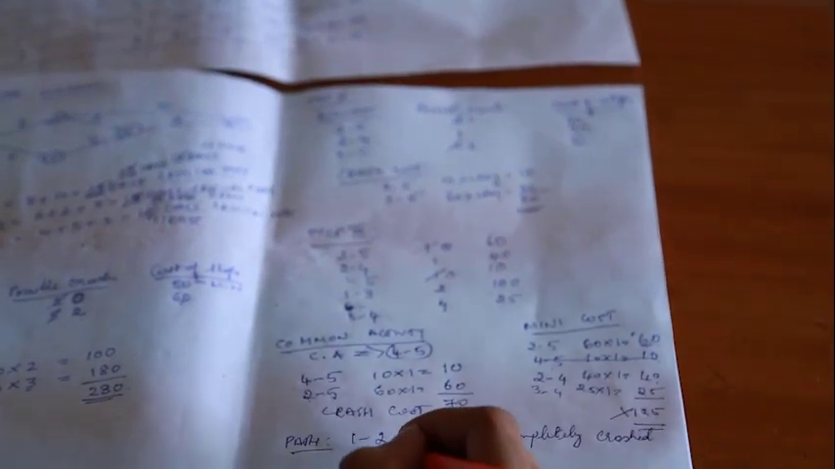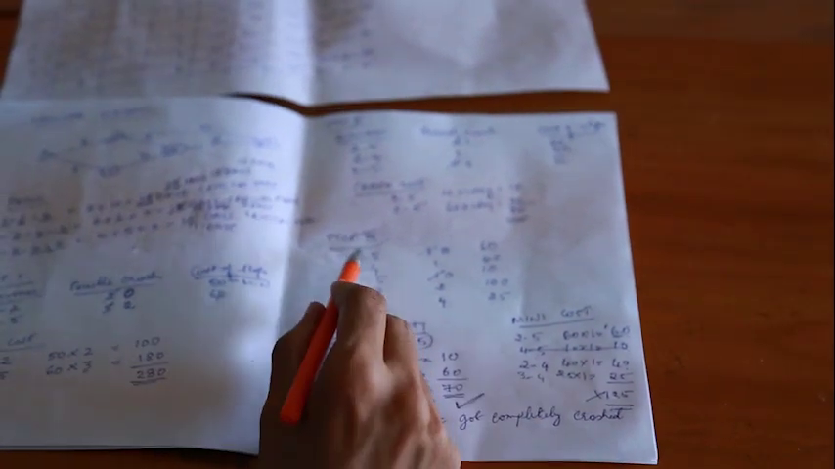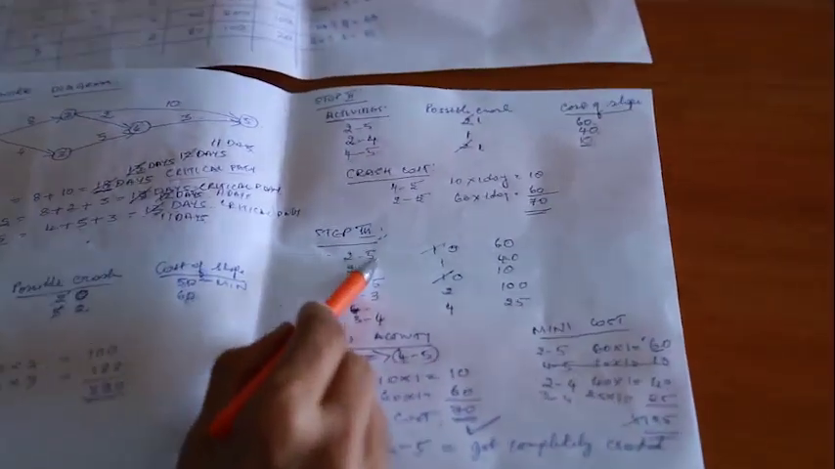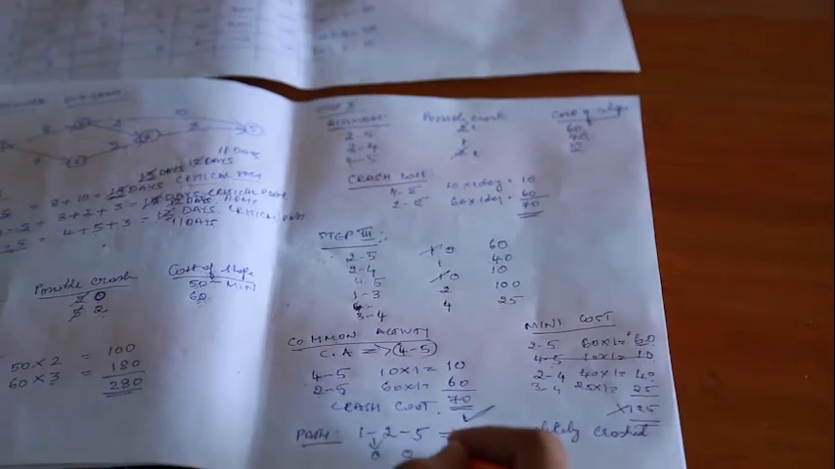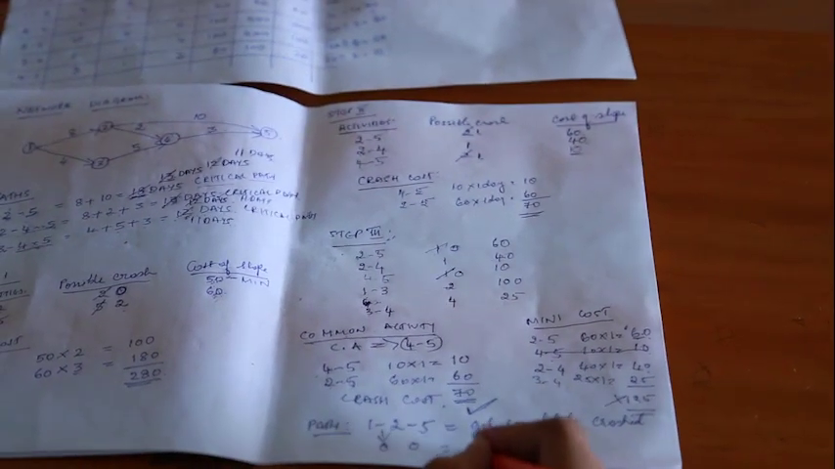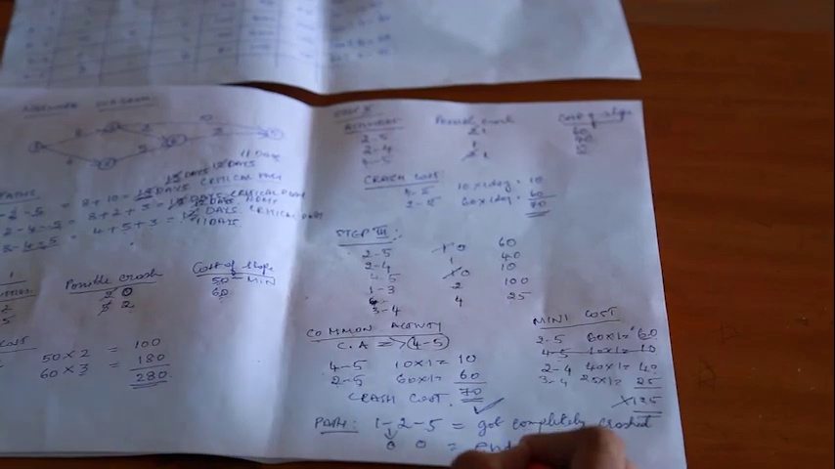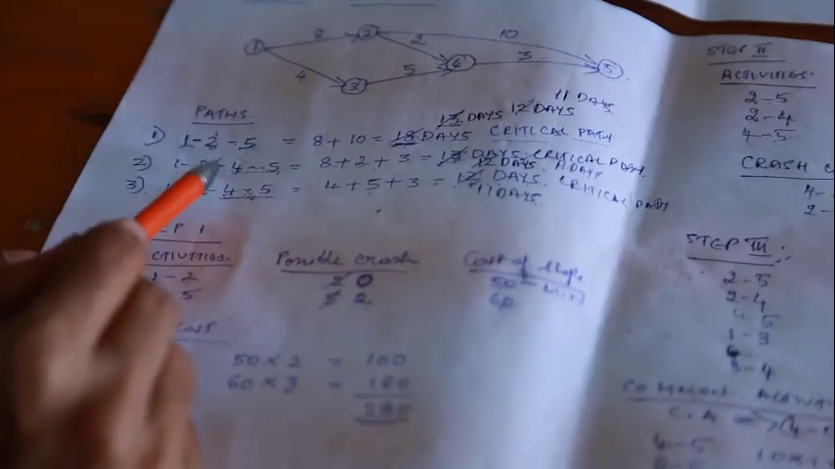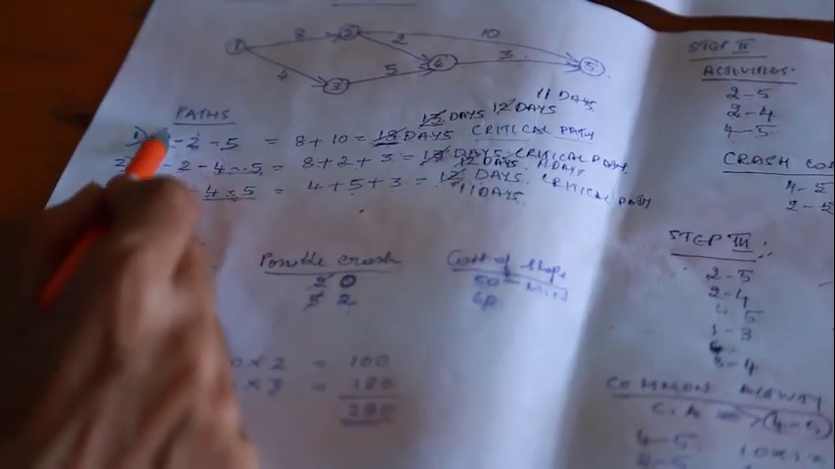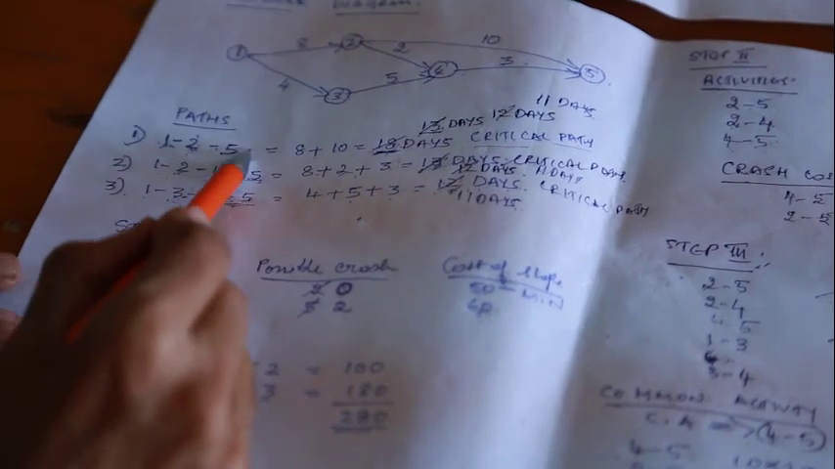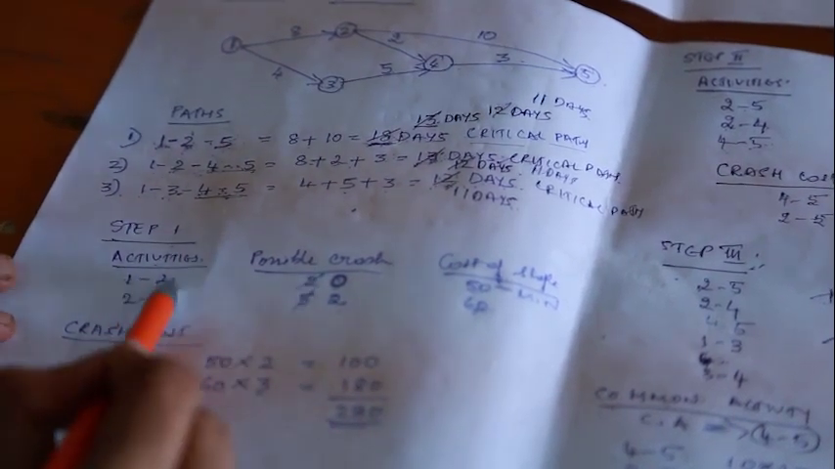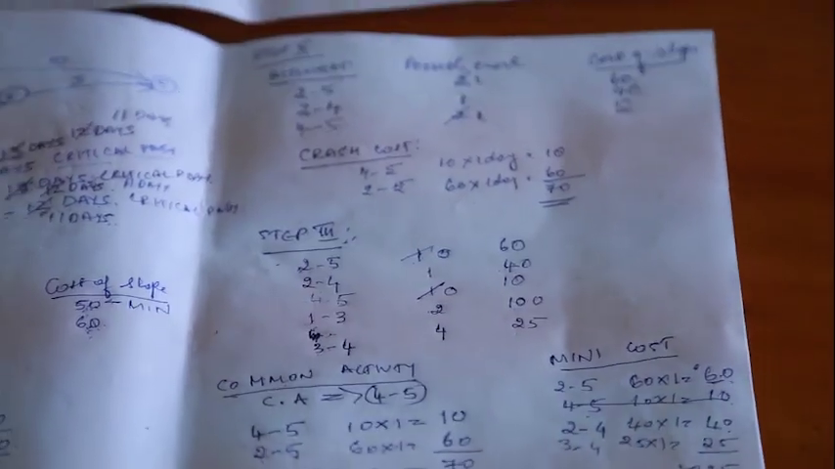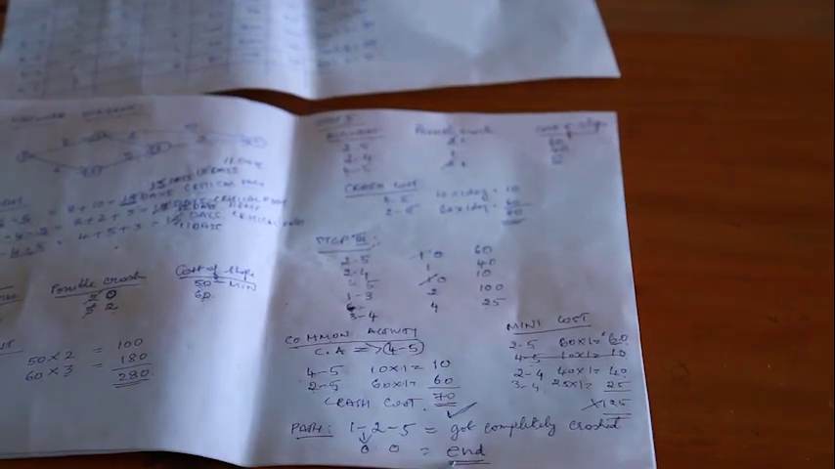1 to 2 is 0, and 2 to 5 is 0. So we conclude the problem. We'll have to keep on doing this till any one of the paths gets completely crashed. Since the first path got completely crashed, which is 1 to 2 has got 0, and 2 to 5 has also got 0, till here we have to continue the problem, and then we'll conclude the problem.